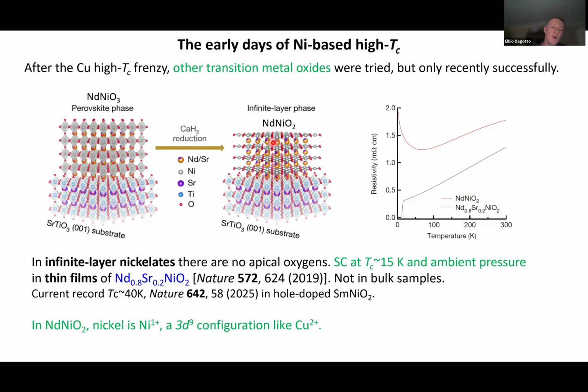So you collect a thin film of the 112, and it turns out that if you measure the resistivity, and if you do a little extra, you dope with strontium. Strontium is in a 2+ valence, neodymium 3+, so you are doping with holes. The resistivity shows a drop to 0 at 15 Kelvin. In bulk samples, we don't have similar results. It's difficult to make the 112. The current record, according to a Nature paper last year, is in this material and is already 40 Kelvin.